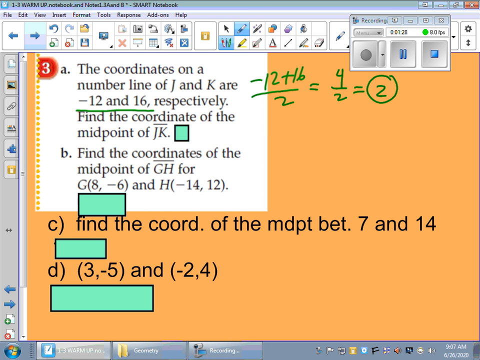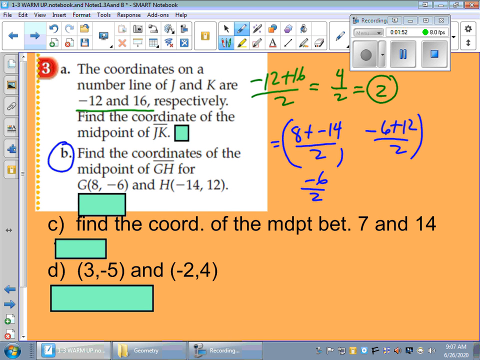Now let's go to part B here. Part B is on the coordinate plane. So again, we want the midpoint. The midpoint equals 8 plus a negative 14 divided by 2. Again, this is going to be an ordered pair. And then we go negative 6 plus 12 divided by 2. Now, obviously, we simplify. 8 plus a negative 14 is negative 6 divided by 2. Again, parentheses here. Negative 6 plus 12 divided by 2 is 6 divided by 2. And the final answer here, when we simplify, is negative 3 comma 3. So that's the midpoint on a coordinate plane.